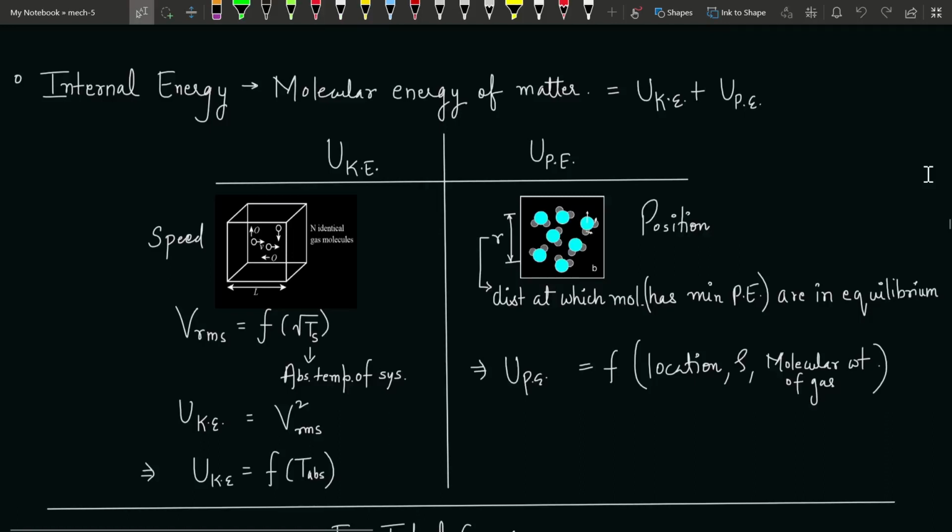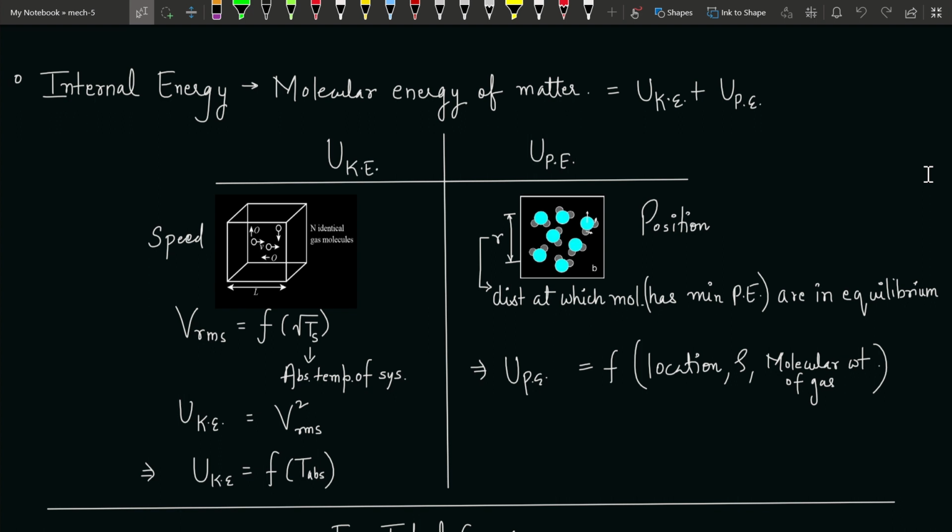What is the internal energy? See, internal energy is the molecular energy of any substance or matter. Or you can say internal energy is the energy possessed by a substance due to its molecular arrangement or molecular activity. Molecular arrangement and molecular activity.